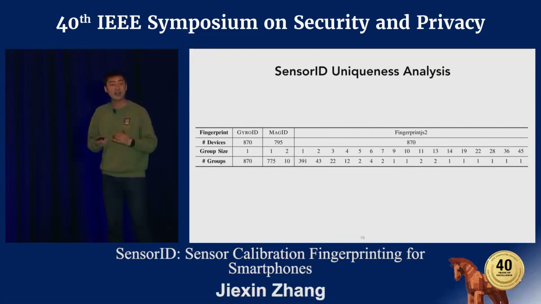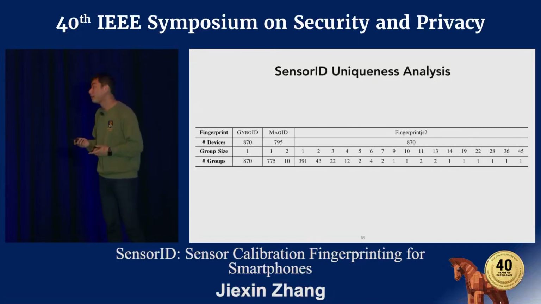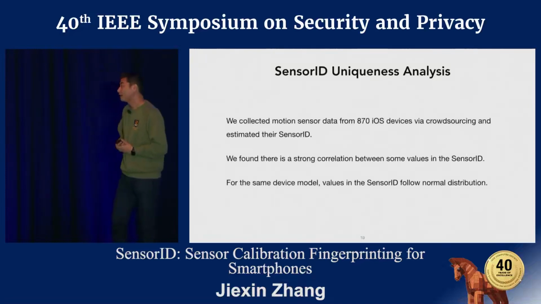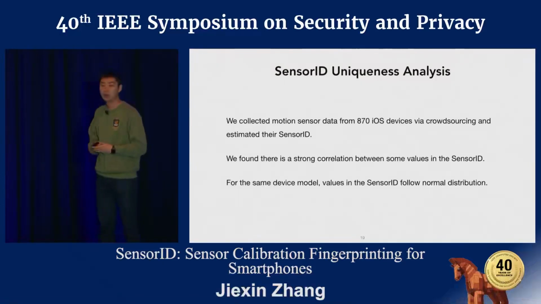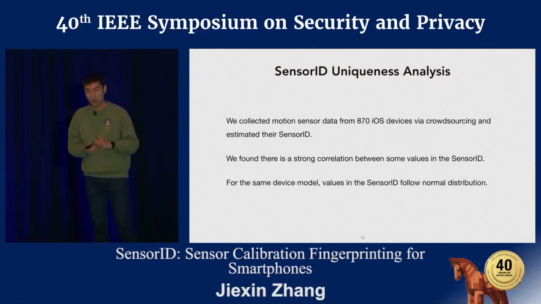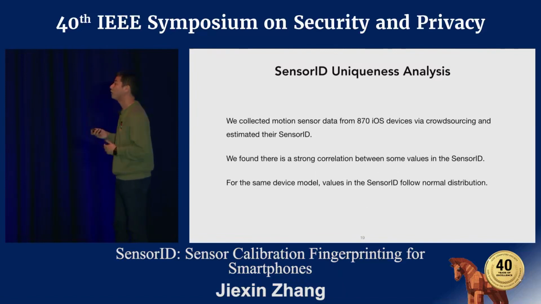To quantitatively analyze the entropy of the SensorID, we collected sensor data from 870 iOS devices via crowdsourcing platforms. To ensure that we didn't overestimate the entropy of the SensorID, we also studied whether there are correlations between the values in the SensorID. And the answer is yes, they do have some strong correlations.